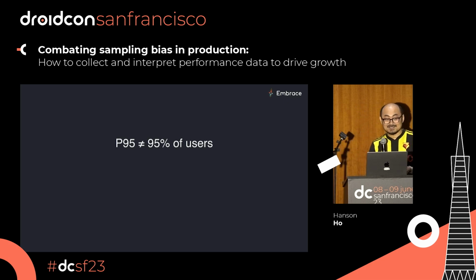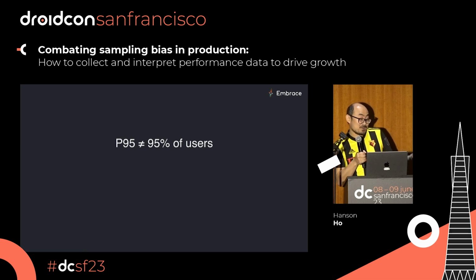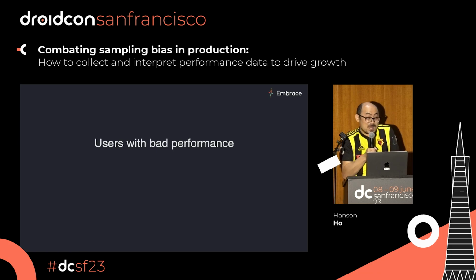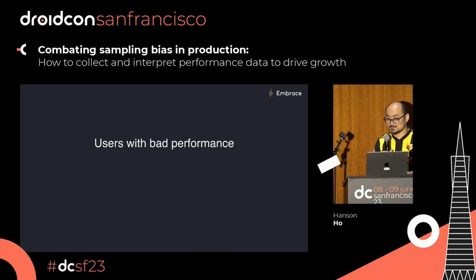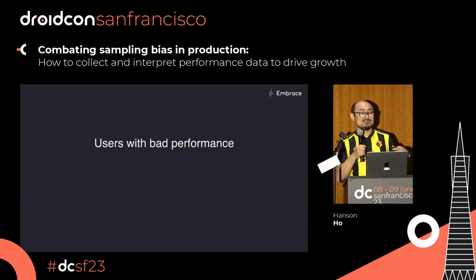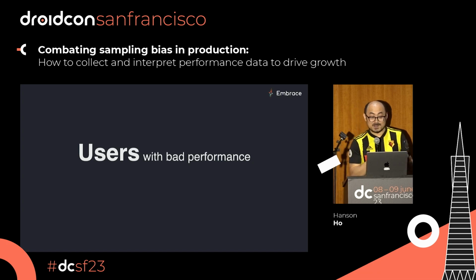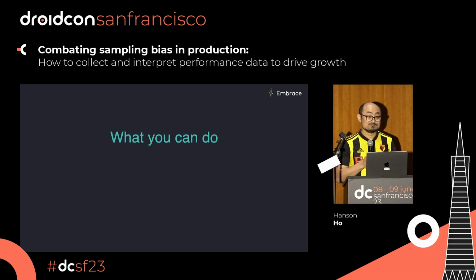P50 is not users, it's data points. So you can't say that 95% of your users are experiencing your app at P95 or better. Users with bad performance, you cannot tell with just metrics where the unit of analysis is data points. You can't tell how many users fall into that category. That user group could be a lot bigger than you initially thought just by looking at the P95 of a metric.